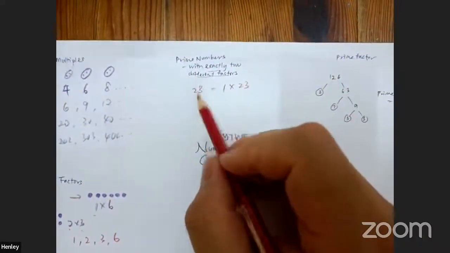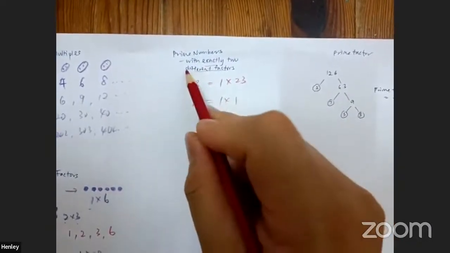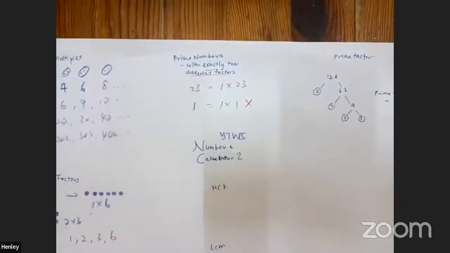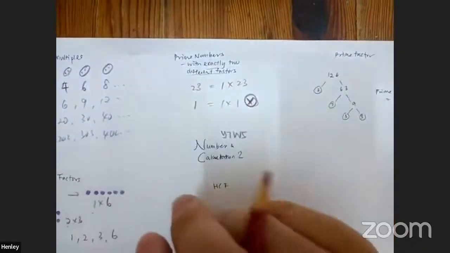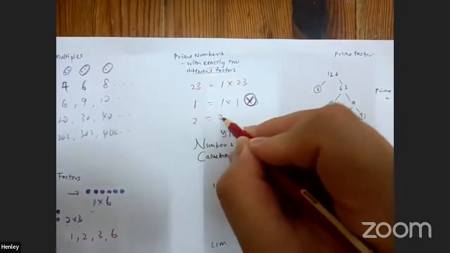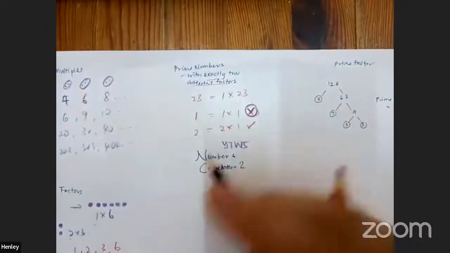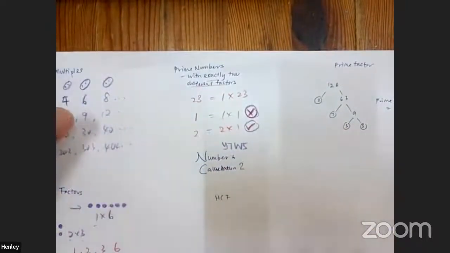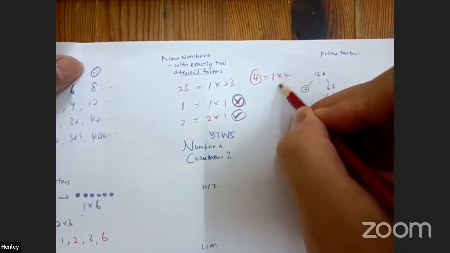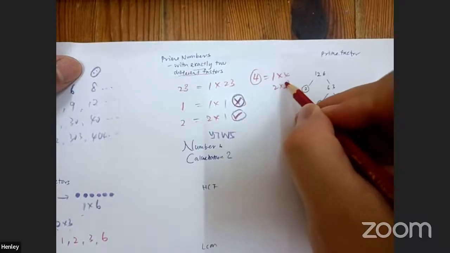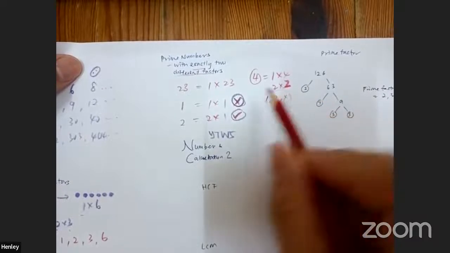But these two factors must be different. So if I take 1, 1 is 1 times 1, but these are not different, so 1 is not prime. Sorry, I should cross it out in another color. And what about 2? 2 is 2 times 1. Yes, this is prime. What about 4? 4 can be 1 times 4 and 2 times 2. So we have 3 factors, 1, 2, and 4. So this is wrong. We only want 2 different factors.